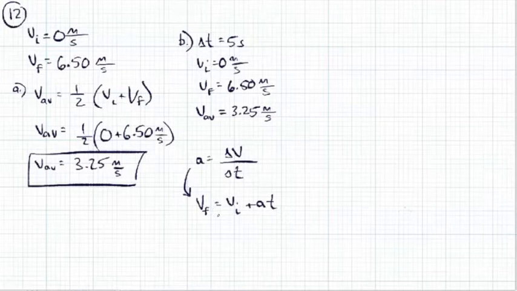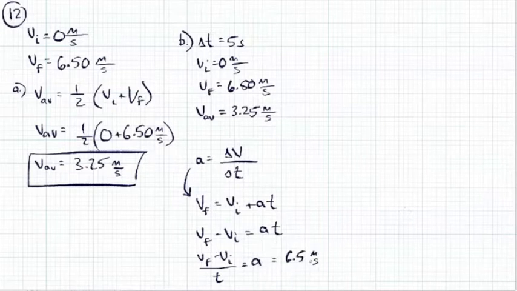So I'm going to use the second one right here, and for part B, we're solving for the acceleration. So to get acceleration by itself, I'm going to subtract VI from both sides. VF minus VI equals acceleration times time, and then divide by T. VF minus VI over T equals our acceleration. And I'm going to write it over here because I'm running out of space on the bottom. What's our final velocity? That's 6.5 meters per second minus our VI, that's minus 0 over our time. That's 5 seconds. And so our acceleration is going to equal 1.3 meters per second squared. That's our acceleration.